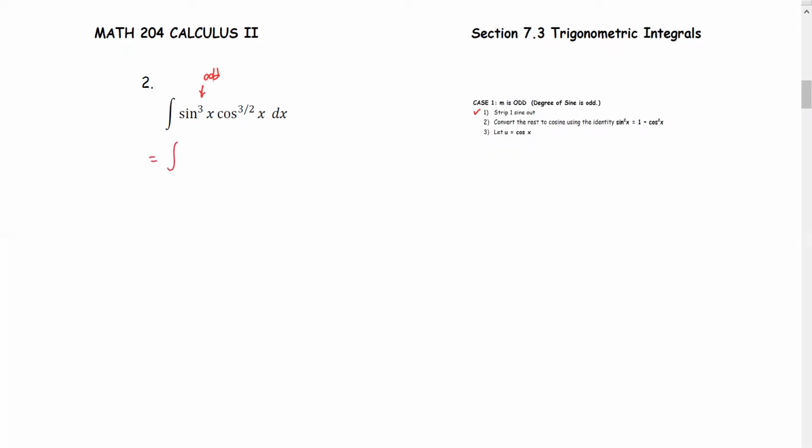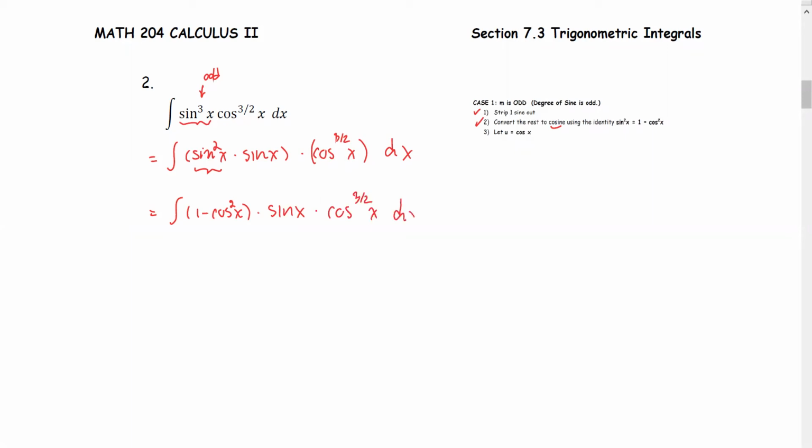Step 1, strip one sine out of the sine to the third. We have sine to the power 2 multiplied by sine to the first power, and then multiplied by cosine to the 3/2 x dx. Step 2, convert the rest to the cosine term using the identity sine squared equals 1 minus cosine squared x. So the rest of the term here will be replaced with 1 minus cosine squared x, and then multiplied by the sine x that we stripped out and multiplied by cosine to the 3/2 x dx.